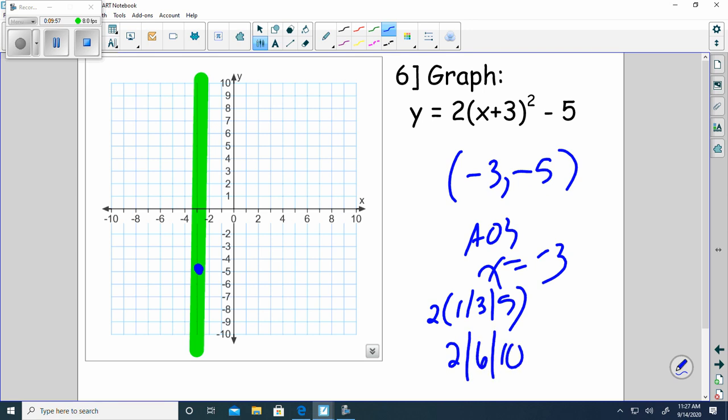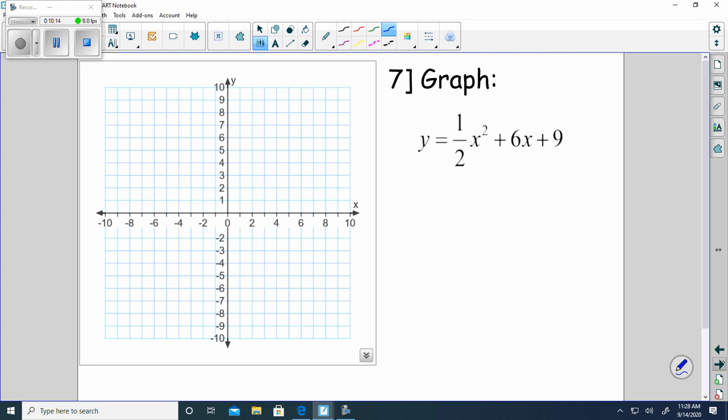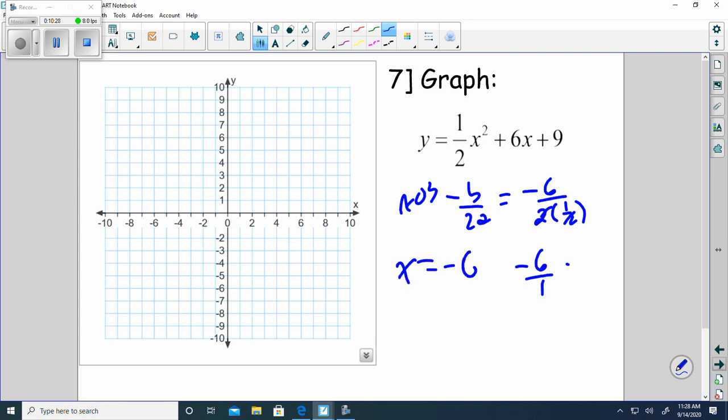So I'm going to go right 1 up 2, left 1 up 2, right 1 up 6, left 1 up 6, and there is my parabola. This one I'm going to use negative b over 2a to get my axis of symmetry. So I'm going to get negative 6 over 2 times half. Negative 6 over half of 2 is 1. So my axis of symmetry is x equals negative 6. So let's go ahead and plot that.